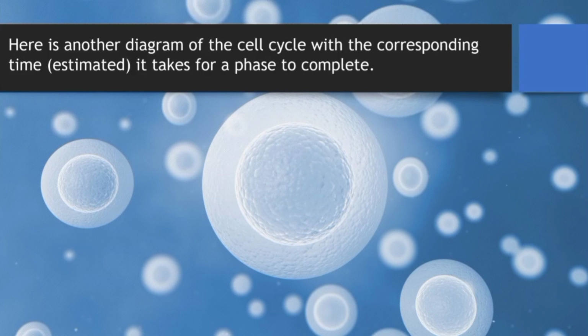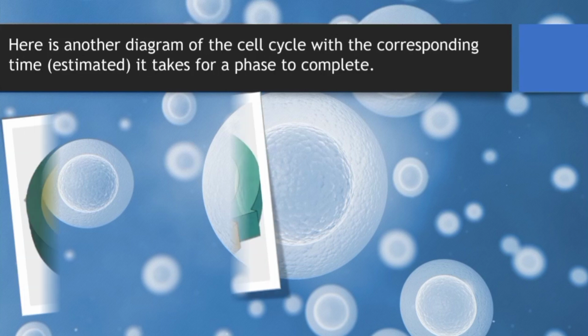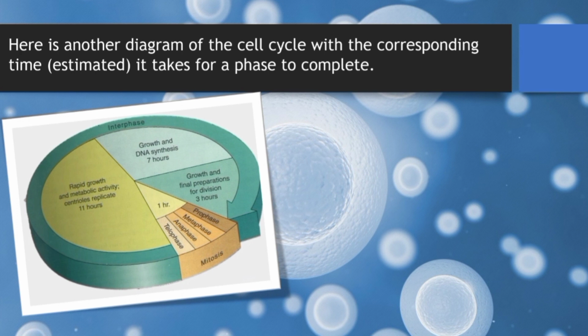Now I have here another diagram of the cell cycle with the corresponding time it takes for a phase to complete. So a while ago I told you that cells spend majority of their time in the interphase. So let's see. In the interphase, we have here a total of, so it's 11 plus 7 plus 3, so a total of 21 hours for the interphase. And look at the diagram. Mitosis or cell division here is just for 1 hour.